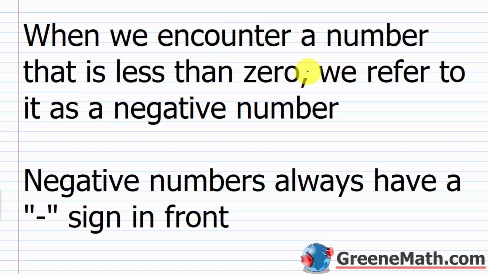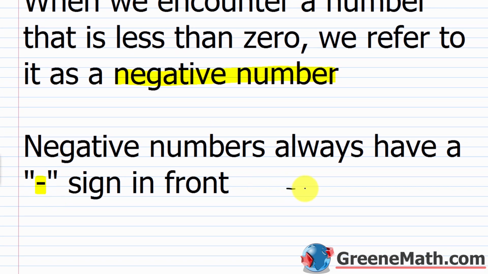So when we encounter a number that is less than 0, we refer to it as a negative number. So negative numbers always have, and again, I talked about this previously in this lesson, this symbol right here, which we've used for subtraction up to this point. So this symbol, we put that sign in front. So if I wanted to, say, write down the number -3, I would put this symbol directly in front of a 3, and I would have a -3. So this is a negative 3.